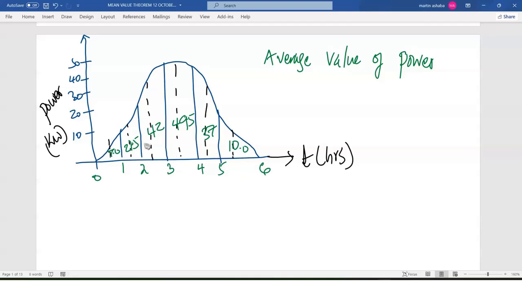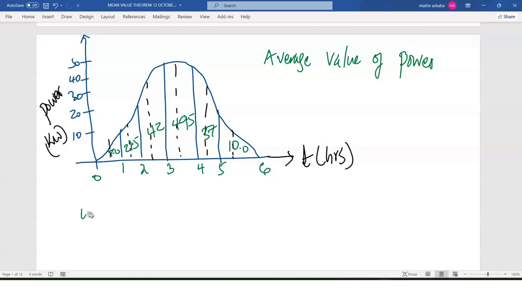But then later on, when we used the mid-ordinate evaluation, we obtained the mid-ordinates for power. For the sub-interval between 0 and 1, we have 7.0 kilowatts. Between 1 and 2, we have 21.5. Between 2 and 3, we have 42 kilowatts. Between 3 and 4, we have 49.5. 4 and 5, we have 37. And 5 and 6 will have 10.0 kilowatts.